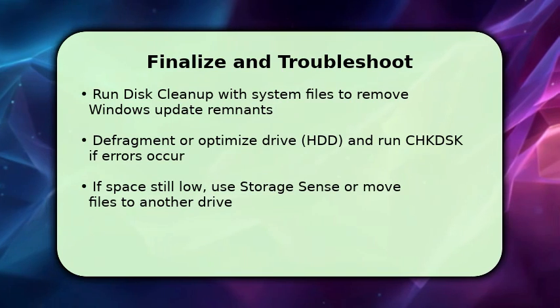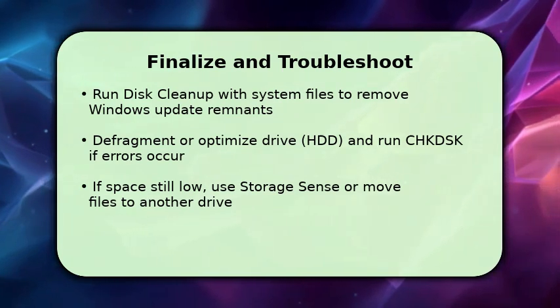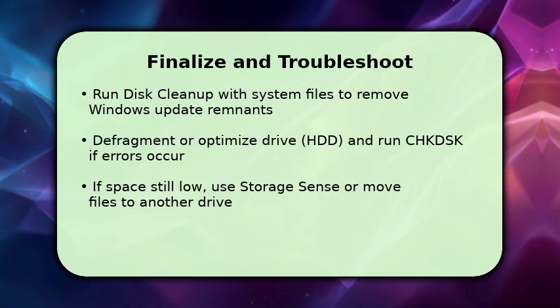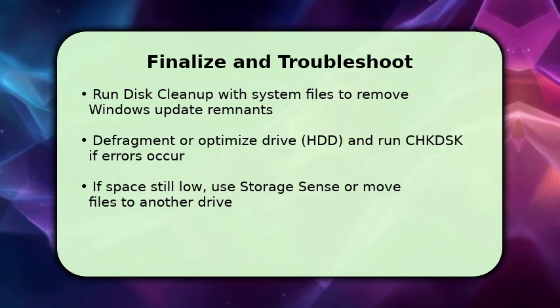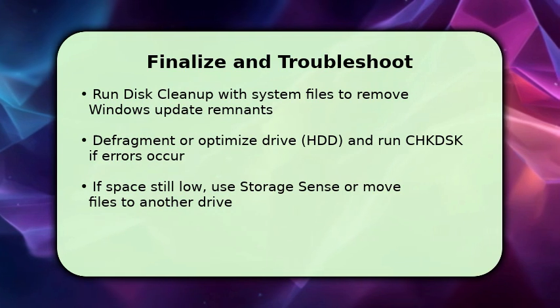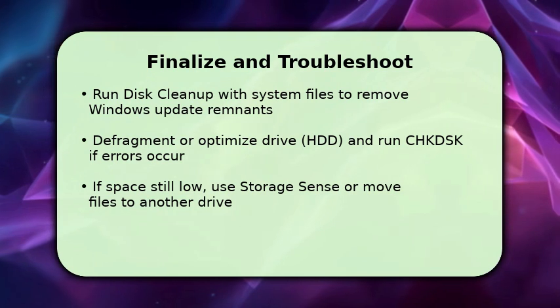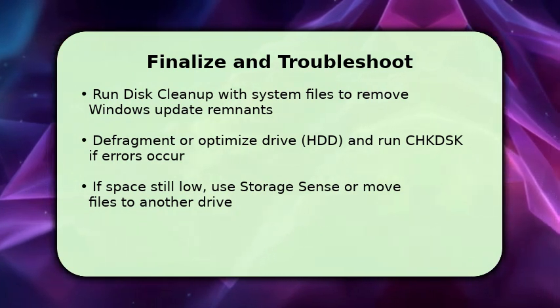You finish by running Disk Cleanup as administrator to remove leftover Windows Update files, then use Optimize Drives on HDDs or TRIM on SSDs to maintain performance. If you encounter file access errors, run chkdsk /f or use safe mode to delete locked files. Escalate to unlocker tools only when necessary.